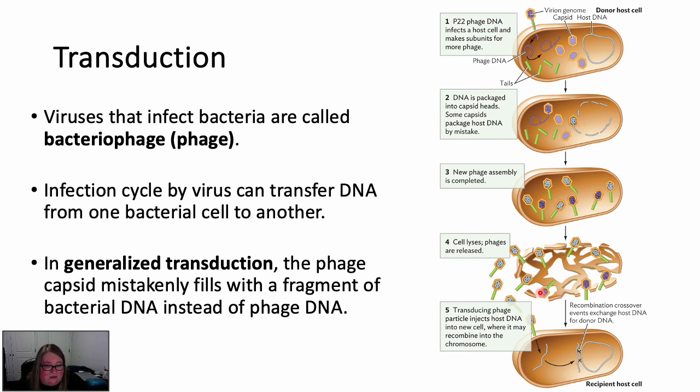So if we get one of these phages that has the genome from the host bacteria, and it goes to inject that there, instead of injecting the viral DNA, we can now incorporate this new DNA from that previous bacteria into this bacteria's genome. So this is another way that we can have horizontal gene transfer.